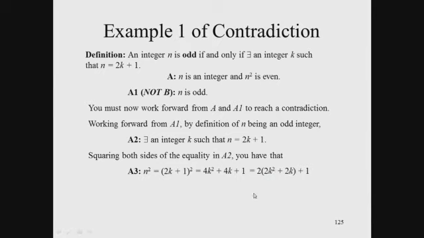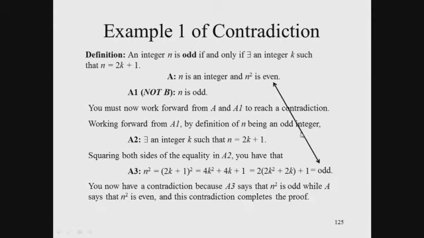So n squared is equal to 2 times some integer plus 1. What does that mean about n squared? Is it odd or even? It's odd. N squared is equal to 2 times some integer plus 1. N squared is odd. And now you have a contradiction, because look at A3. A3 says that n squared is odd, but A says that n squared is even. How can n squared be both odd and even at the same time? That's impossible. That's a contradiction. And it's that contradiction that completes the proof.